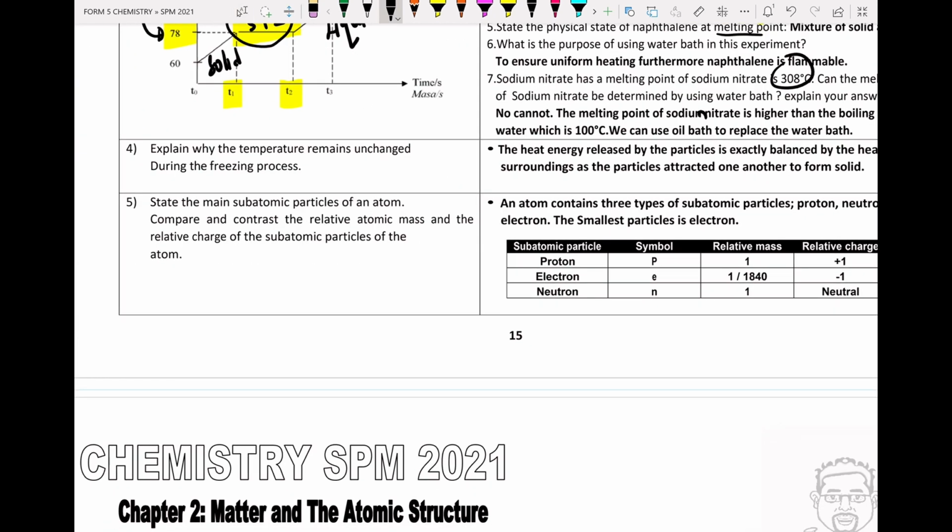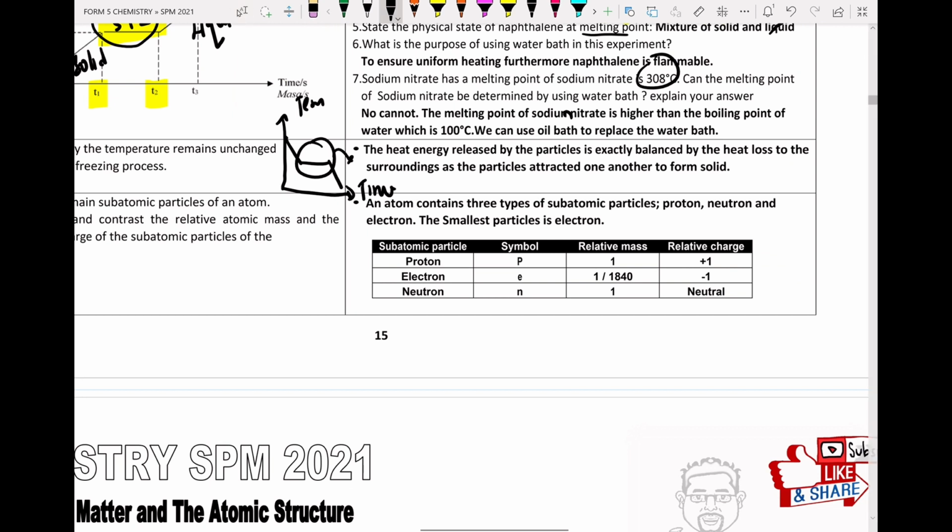Why does the temperature remain unchanged during the freezing process? During the freezing process, here is temperature, here is time. The graph shape will be like this, it will go down. Why does the temperature remain unchanged? Because the heat energy released by the particles is exactly balanced by the heat loss to the surroundings as the particles attract one another to form a solid.